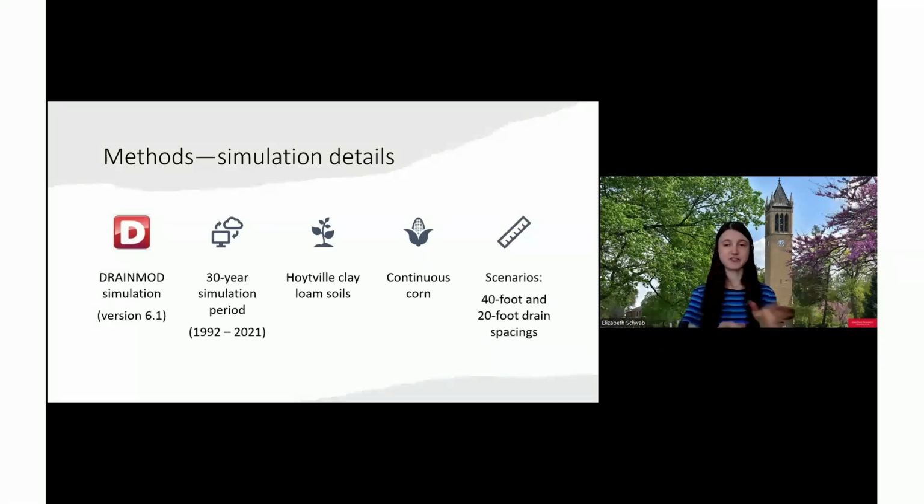So brief overview of the methods. Again, this is just really quick. So we use DrainMod to simulate that water table hydrology in these tile drained landscapes. We ran this for a 30-year simulation period, so from the early 90s to the early 2020s. We selected Hoytville clay loam soils as a soil that's common in Northwest Ohio because, again, that's sort of a salient region. That's a region of focus for a lot of our research and outreach work. For simplicity, we used a continuous corn rotation. And then the scenarios, as I described previously, are 40-foot drain spacings, which might be a sort of standard drain spacing, and comparing that to that narrower, that more intense drainage, those 20-foot drain spacings.